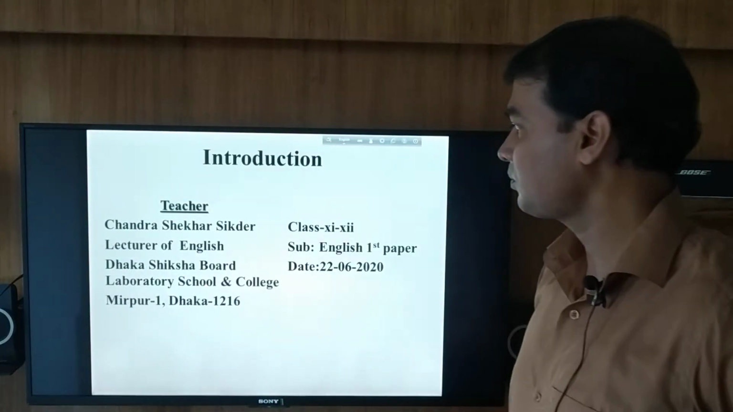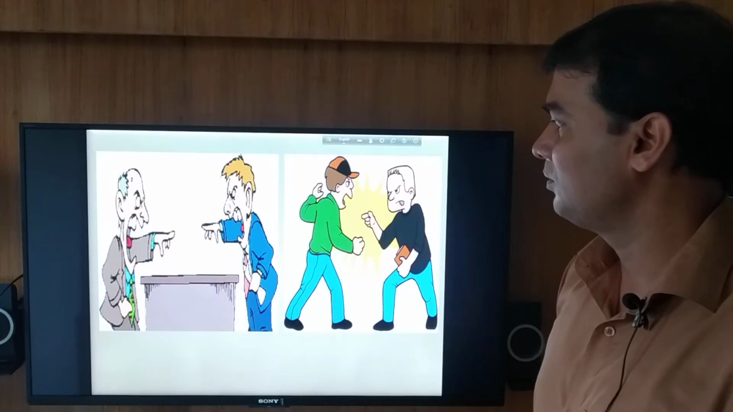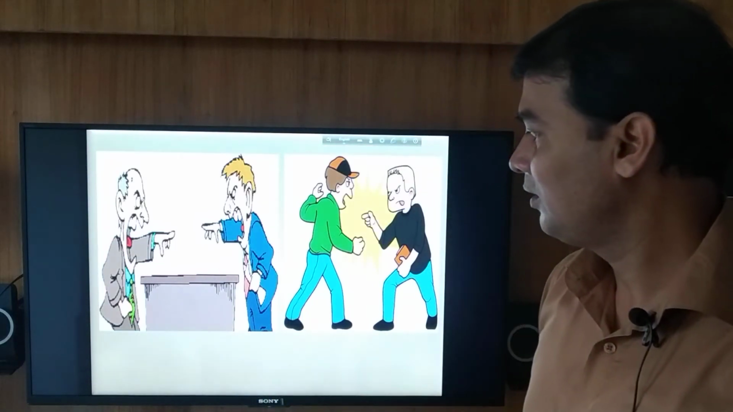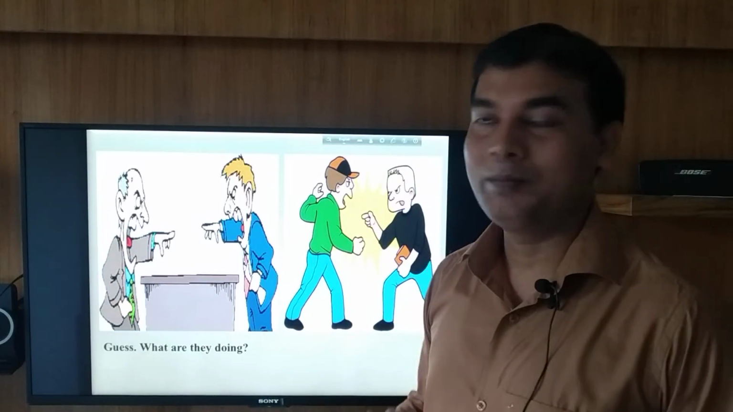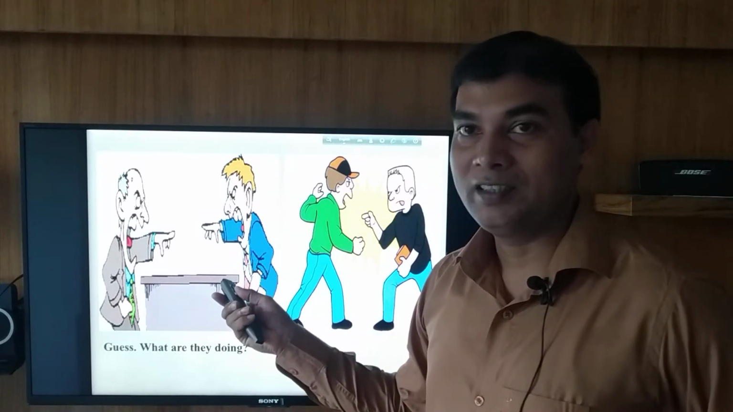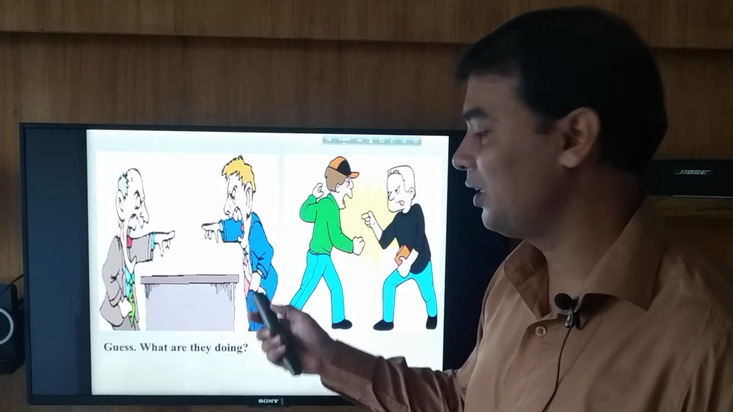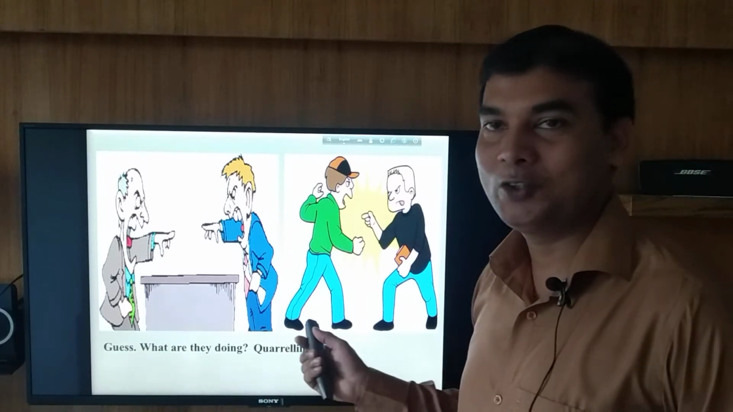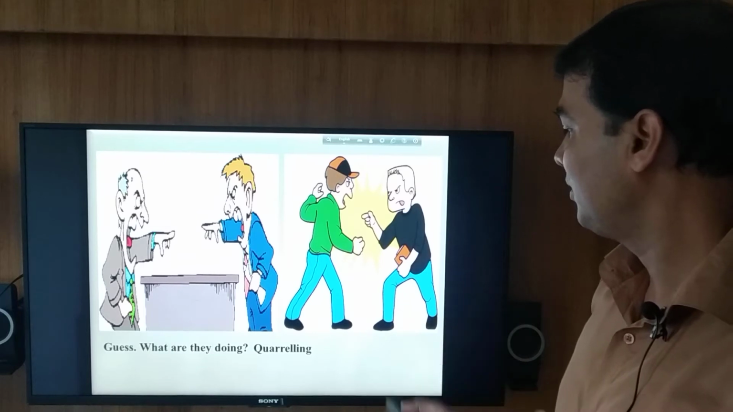First of all, I will show you some pictures, I will give you some clues, and then you will try to guess what might be the topic. Okay, let's see. Yes, here you see there are two pictures. Now guess what they are doing in picture 1? They are shouting, they are quarreling, and in picture 2 they are fighting.